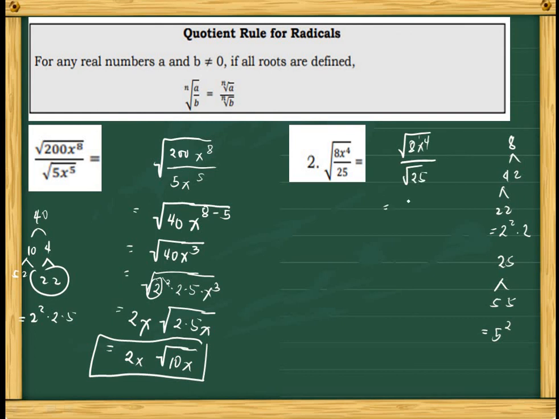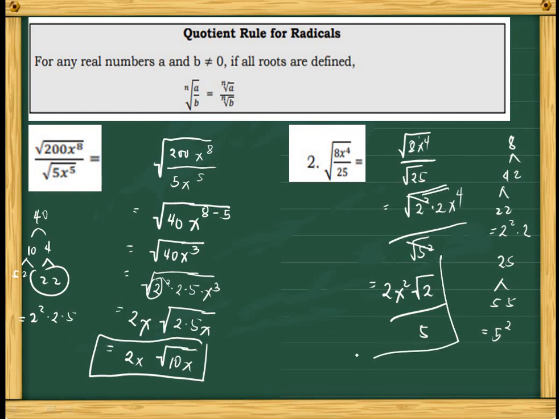Factor na natin. So, this is 2 squared times 2 x to the 4th all over 5 squared. So, simplifying this one, this is 2. And then, retain sa loob si 2. And then, 4 divided by 2, that is 2. So, this is x squared all over 5. Therefore, square root of 8x to the 4th all over 25 is equal to 2x squared, square root of 2 all over 5.